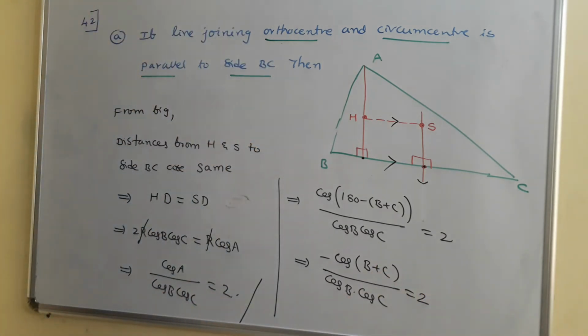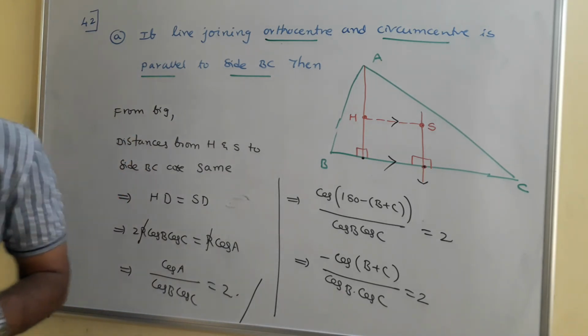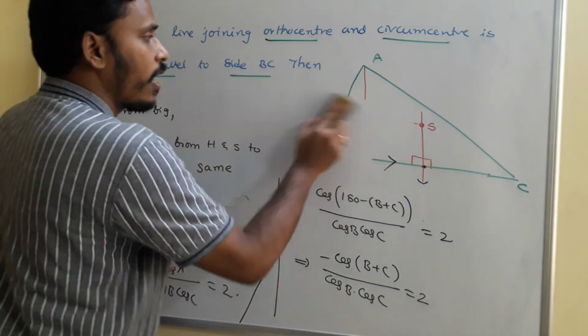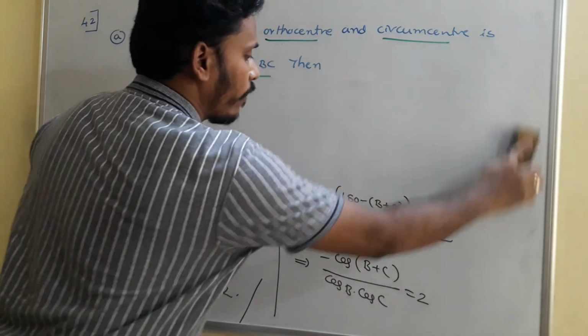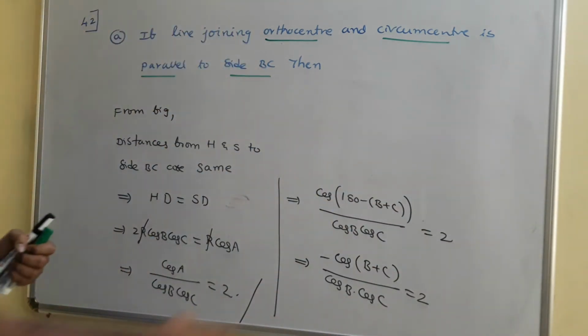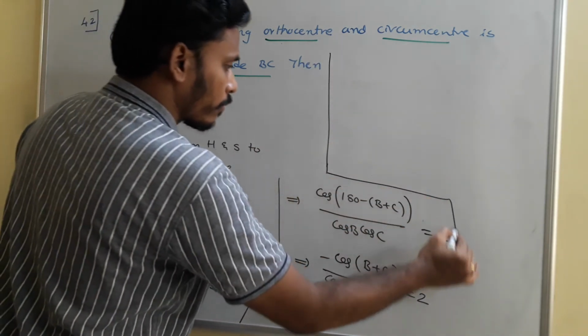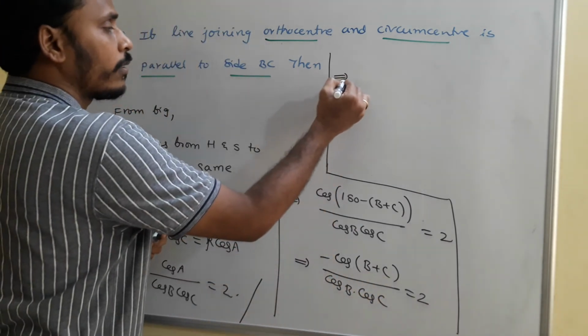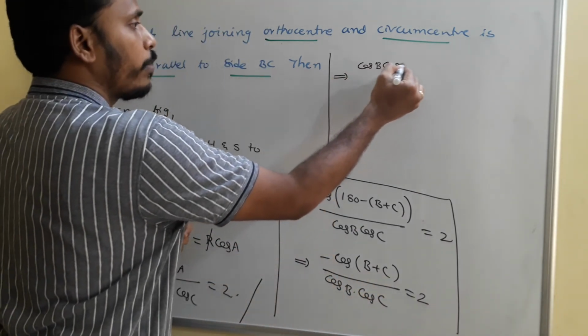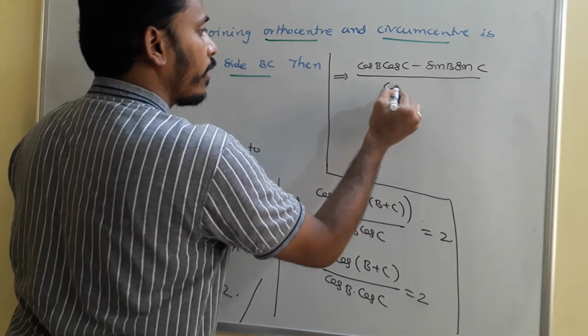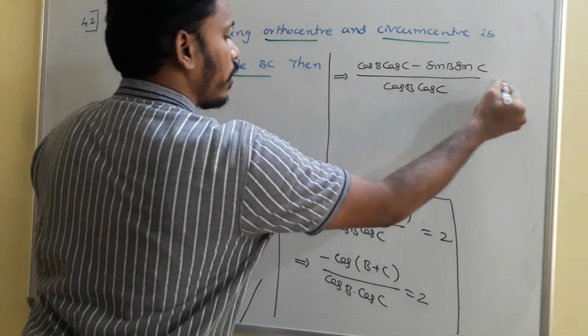And further we need to simplify. We need to use the cos of (B plus C) formula. What is cos of (B plus C)? For space concerns, I am erasing the diagram. The situation starts with the line being parallel to side BC, and I am erasing it for space; then I will solve. You send this minus sign to the right side. Cos of (B plus C) is cos B cos C minus sin B sin C, divided by cos B cos C, equals minus 2.